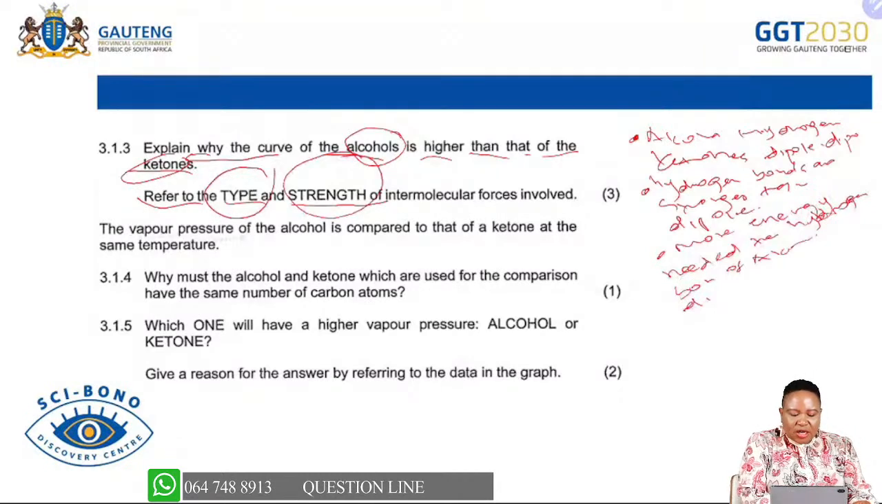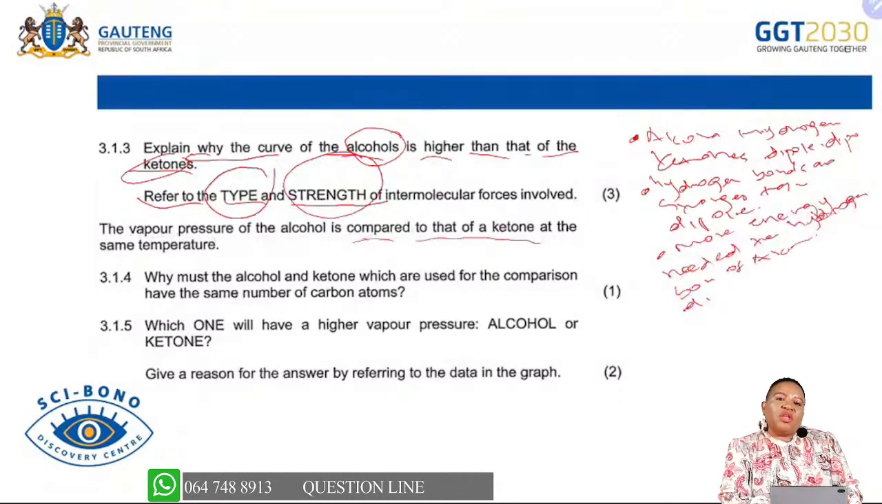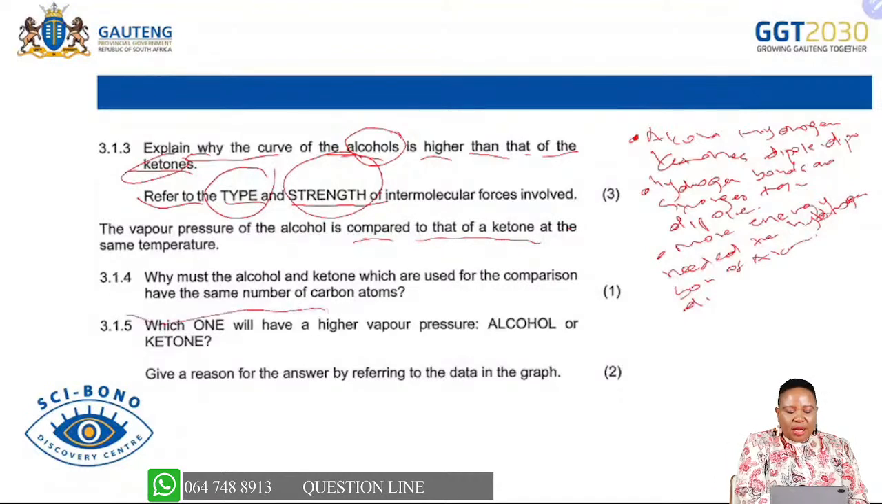Now the vapor pressure of the alcohols is compared to that of the ketone. So you know, the stronger the intermolecular forces, the lower the vapor pressure. So we'll definitely expect that whatever will be asked in question number 3.4 is to identify that factor that shows that the ketones will have a higher vapor pressure because they have a lower boiling point as compared to alcohols.